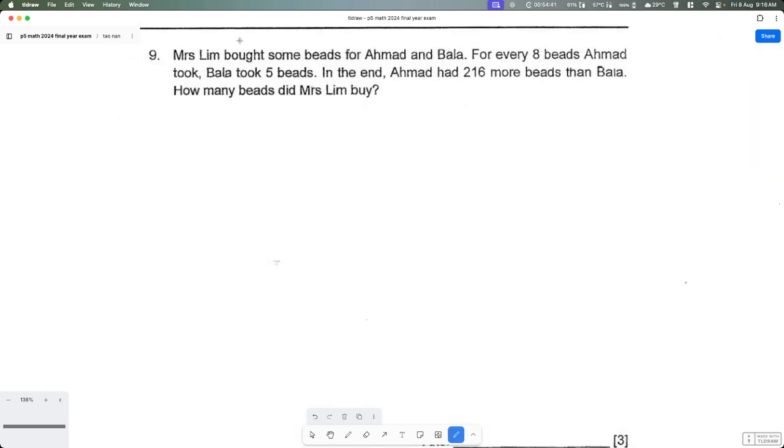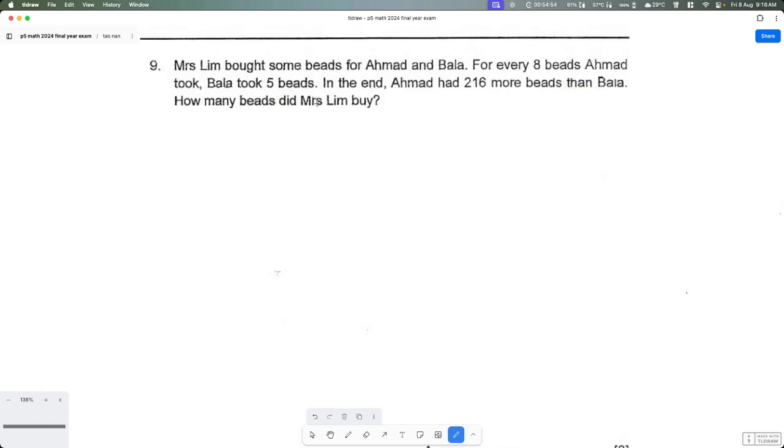Question number 9. Mrs. Lim bought some beads for Ahmad and Bala. For every 8 beads Ahmad took, Bala took 5 beads. In the end, Ahmad had 216 more beads than Bala. How many beads did Mrs. Lim buy? So this is what I call the grouping method.